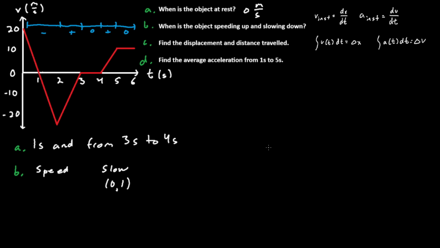Okay, how about from 1 to 2? Well, 1 to 2, your object has a negative velocity, and your acceleration is also negative here. Therefore, from 1 to 2, your object is speeding up. Okay, how about from 2 to 3? Well, 2 to 3, your velocity is negative, and your acceleration is positive, so the object is slowing down from 2 to 3.